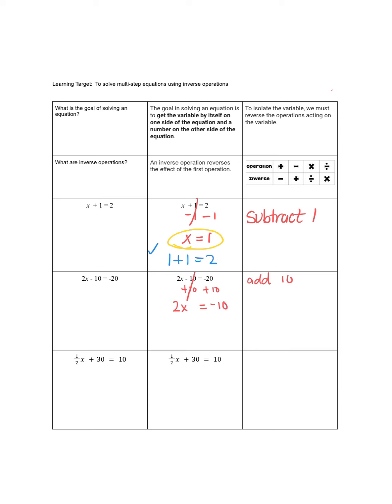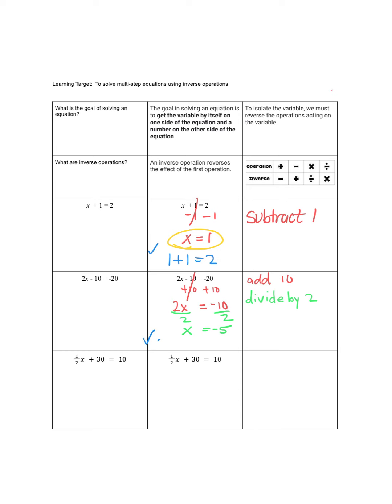Now the next operation I see is 2 times x. And so since that is multiplication, I'm going to use the inverse and I'm going to divide by 2. And so when I divide by 2, I'm going to get that x is equal to negative 5.